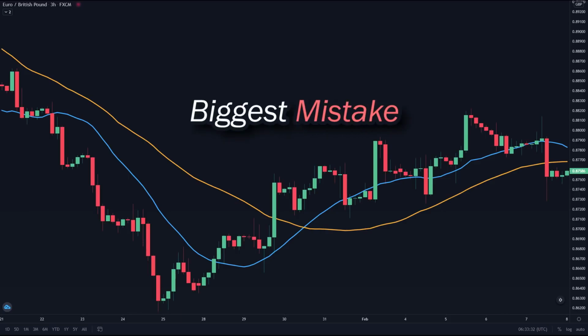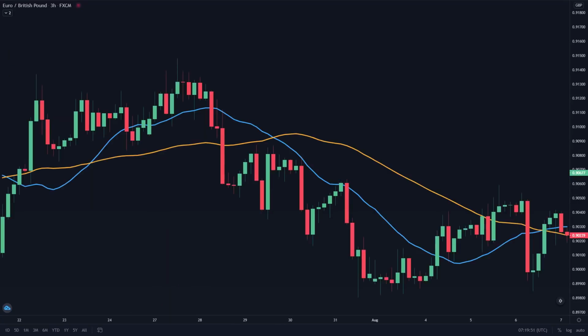The biggest mistake that everyone makes when trading this strategy is every time the moving average crosses over, they immediately take a position. When the faster moving average crosses above the slower moving average, they immediately take a buy position. And when the faster moving average crosses below the slower moving average, they immediately take a sell position.